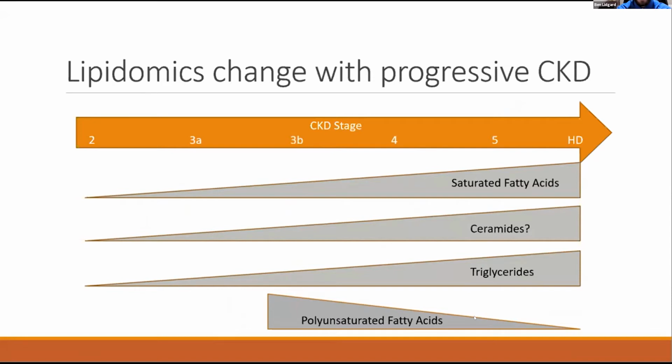However, it seems that as chronic kidney disease progresses, we tend to see an increase in the amount of saturated fatty acids, a decrease in the amount of polyunsaturated fatty acids, possibly an increase in the amount of ceramides and triglycerides. There's other changes too. We talked about beta oxidation, functional changes, but we might also see changes in the amount of acyl carnitines present.